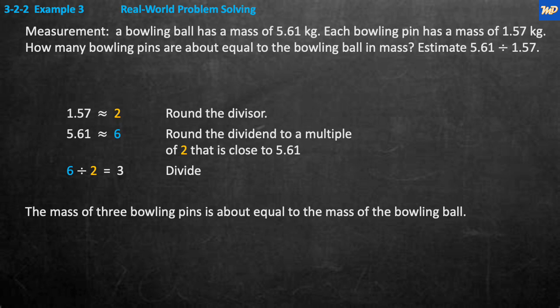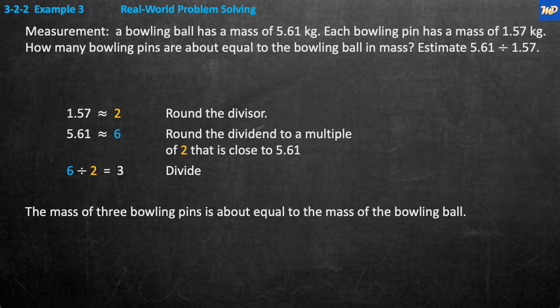So the 1.57, they tell us to work on the divisor first, round the divisor. So we're going to round the divisor to, in this case, 2. The 5, the 7, even the 5 at all will cause this to round to a 2. Then we round the dividend to a multiple of the 2. So this is 5. If we rounded it to 5, it would not be an even multiple of 2.